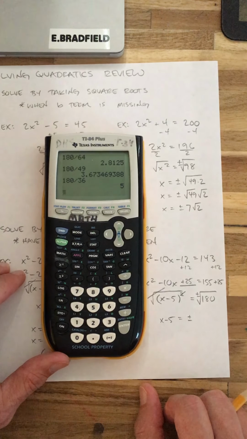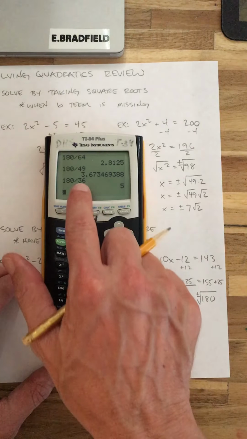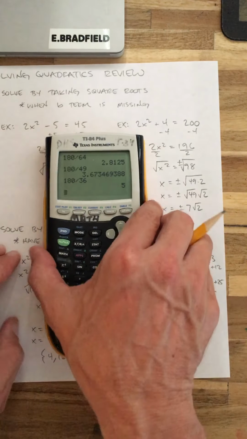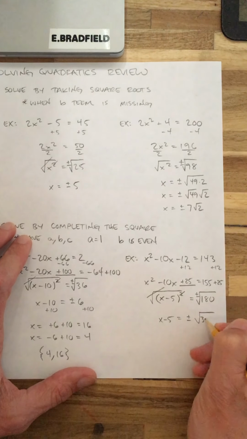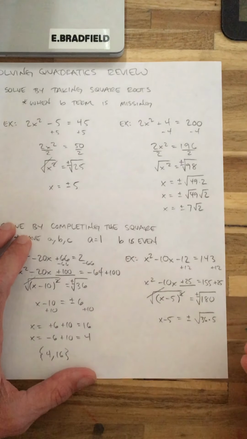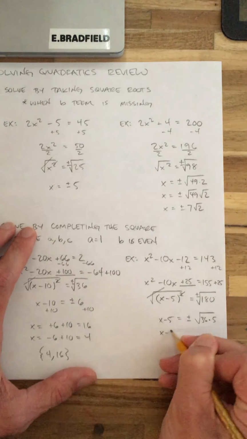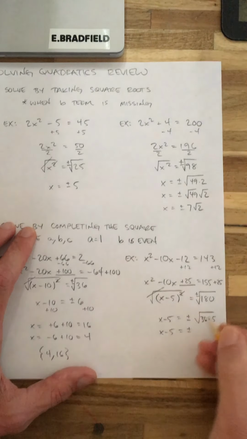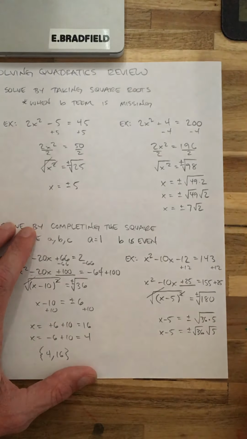Hey, there it is. We got a whole number, so we know that 180 can be written as 36 times 5. So we replace the 180 with 36 times 5. Here we go. Break it up into two parts. We have x minus 5 equals plus or minus square root of 36, square root of 5.